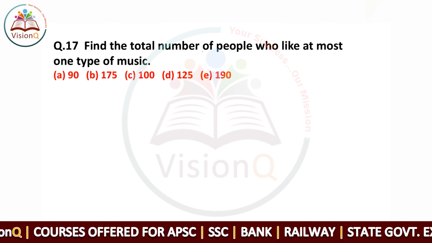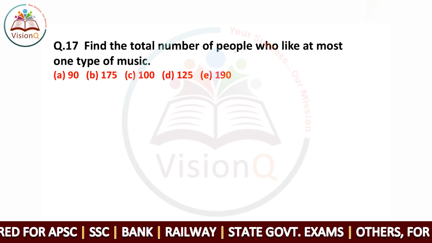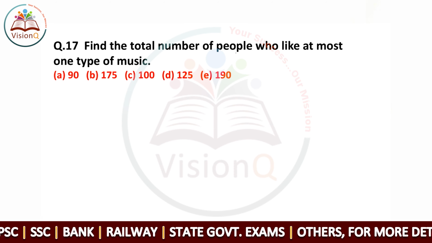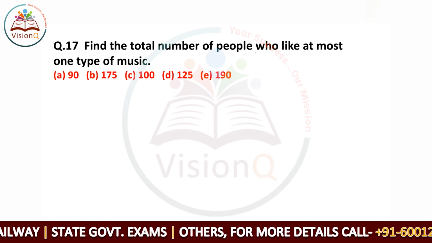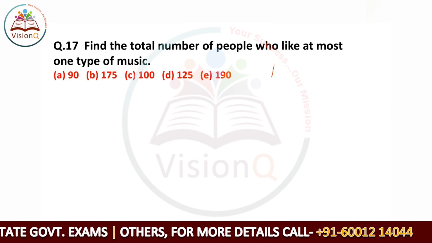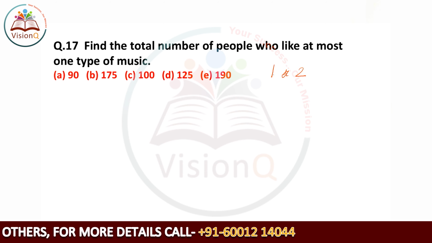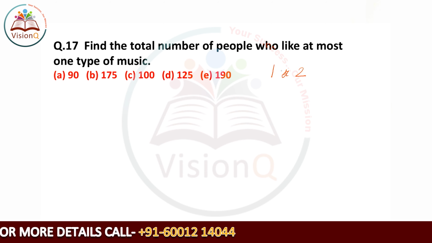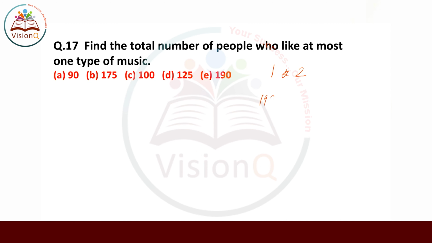Next question number 17 is this. Total number of people who like at most one type of music. At most means maximum. So how many people like at most or maximum one type of music? At most one type of music. That means these people may like one music, exactly one music or two music, but not more than two music. So how many people like one music? 80 plus 60 plus 50. It is 190. Or means plus. In the language of maths, or means plus.